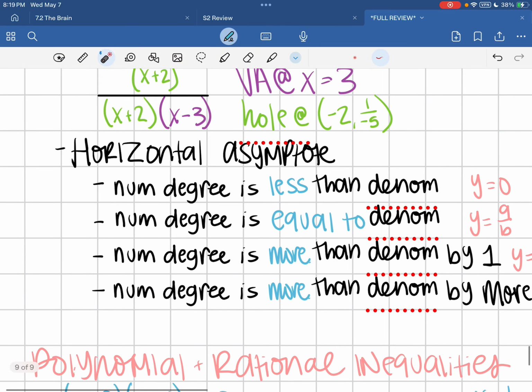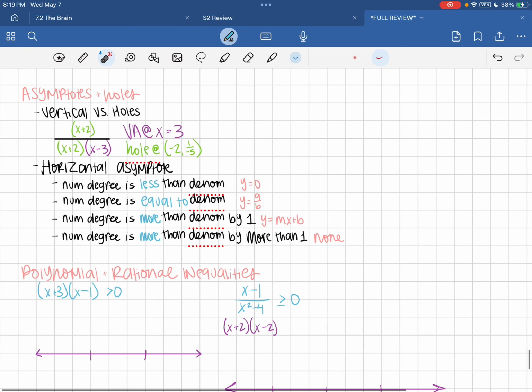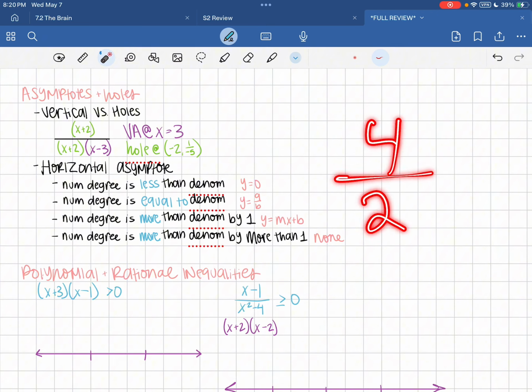If the numerator's degree is more than the denominator's by exactly 1 degree, so if the degree is 3 and then the denominator's degree is 2, this would work. This is when you would do synthetic division, and your answer would be oblique or diagonal. And then lastly, if the numerator's degree is more than the denominator's by more than 1, so if it's 4 over 2, the degrees, then there's no horizontal asymptote or oblique asymptote.